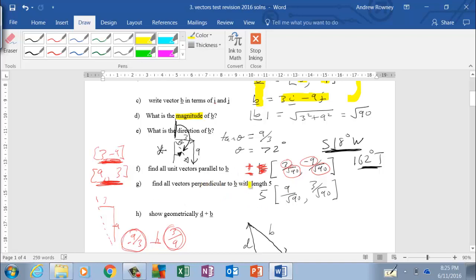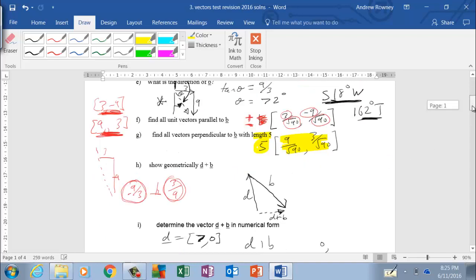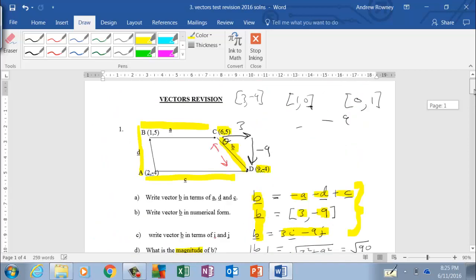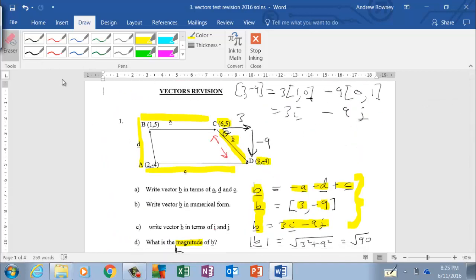So all vectors perpendicular would be this one here. That's a unit vector, but we have to times by 5 because we need length 5. Show geometrically D plus B. D plus B will be that one, that's D, and that's B.